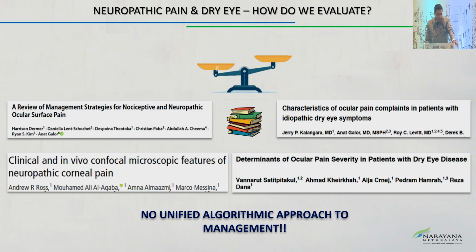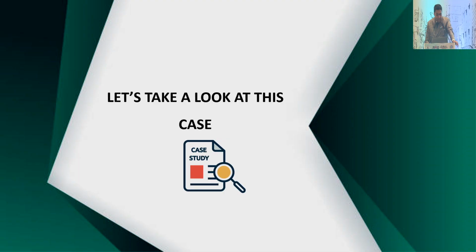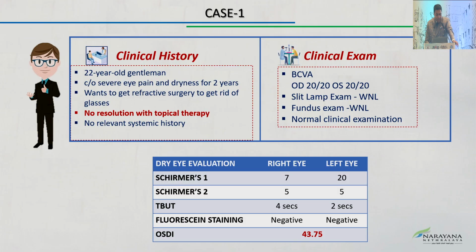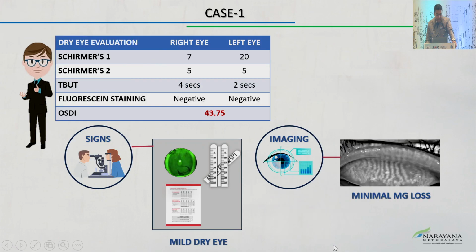So there's no uniform algorithm to manage this pain. So what we looked at, say, if you're looking at this particular case, in the interest of time, I'll run fast with a patient with non-resolving pain, and you can see that his TBUT is low, but no staining, but OSDI is at a very high level.